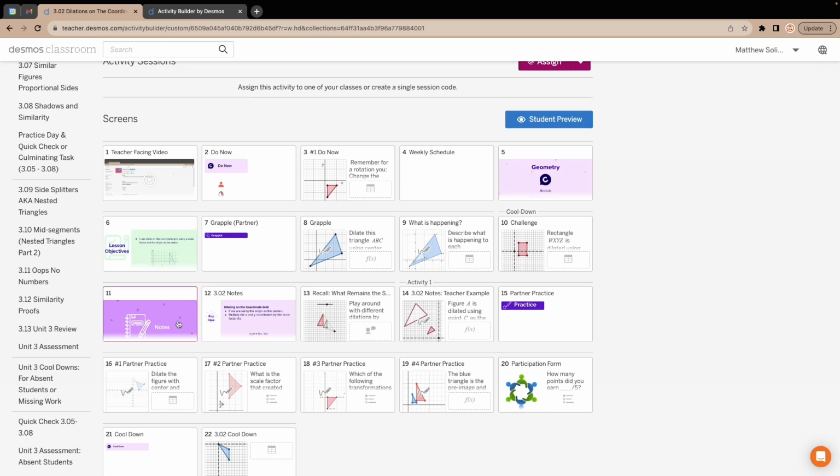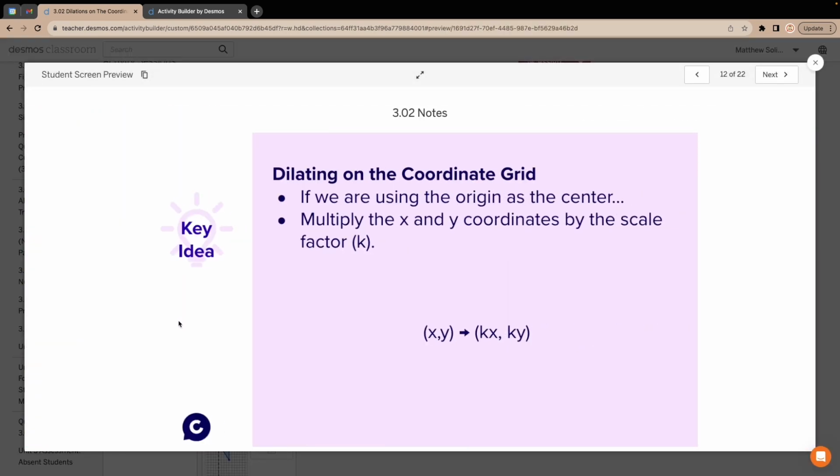Oops, I don't want to close that out. But here are our notes. If we're dilating on the coordinate grid and using the origin as the center, we just multiply the x and y coordinates by the same scale factor. We just call it k, right? For that question, it was 1/3. We could multiply by 3, by 4, by 1/5. Whatever the scale factor is, that's what we're multiplying the x and y by.